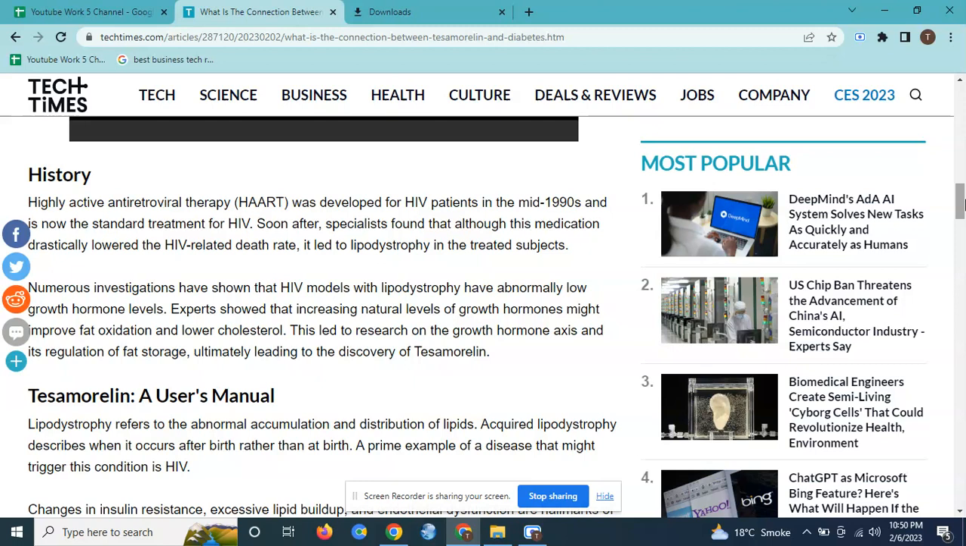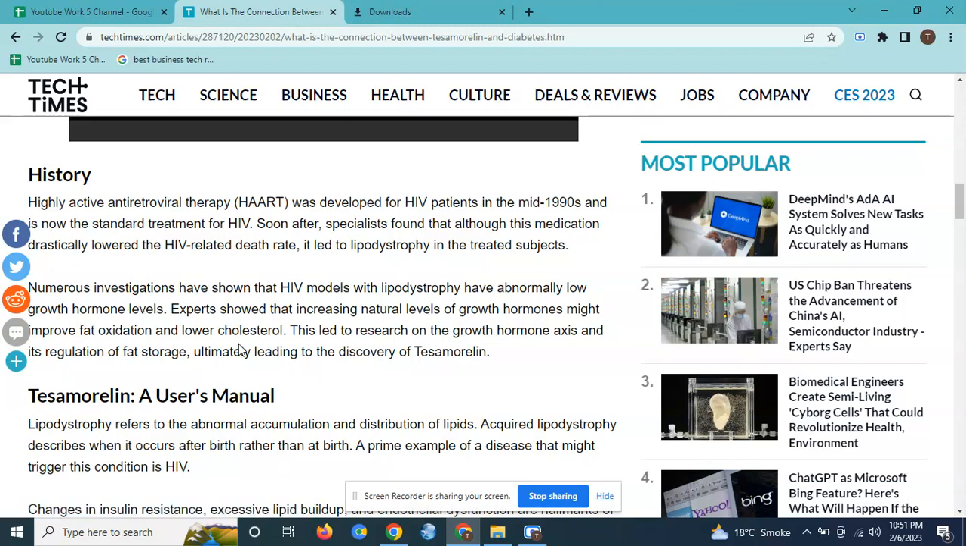In history, highly active antiretroviral therapy was developed for HIV patients in the mid 1990s and is now the standard treatment for HIV. Soon after, specialists found that although this medication drastically lowered the HIV-related death rate, it led to lipodystrophy in the treated subjects.